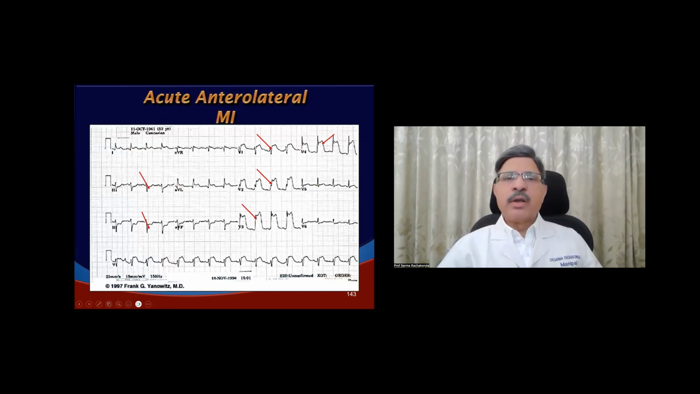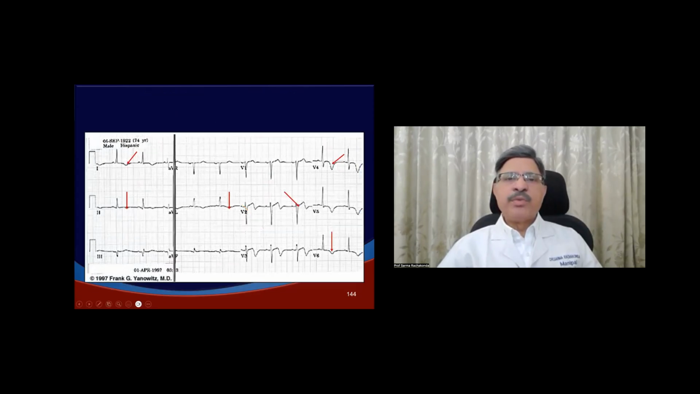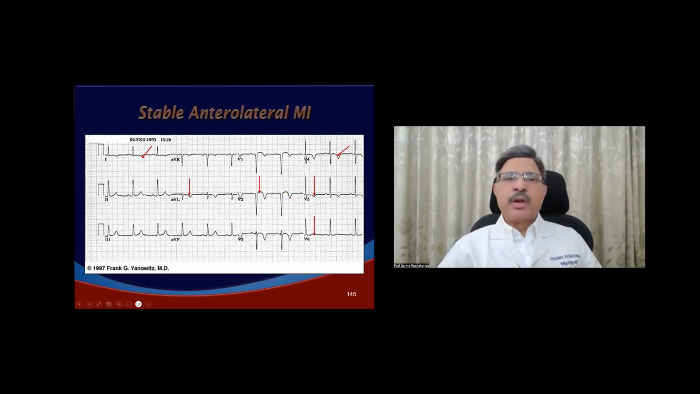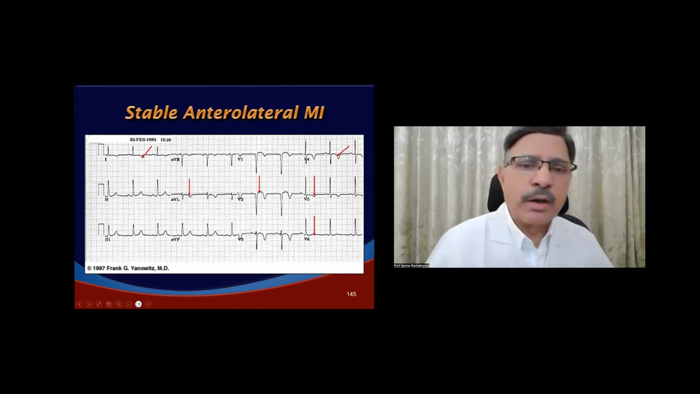Then you have got acute anterolateral MI. Same thing. ST elevations are very profound in the anterolateral leads. Now, you have got what is called the angiographic stenosis you have demonstrated, and that is the reason for this ST segment changes. And we have thrombolyzed, and then the vessels will get opened up, then the ST segments will return to baseline. Now you have got stable anterolateral MI.